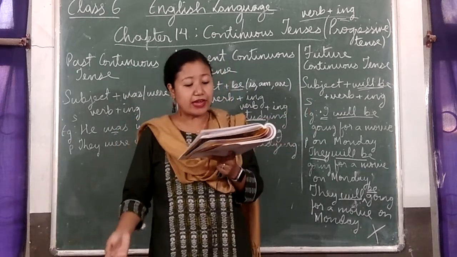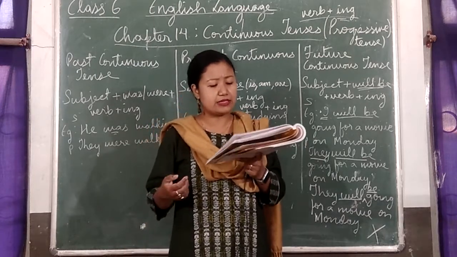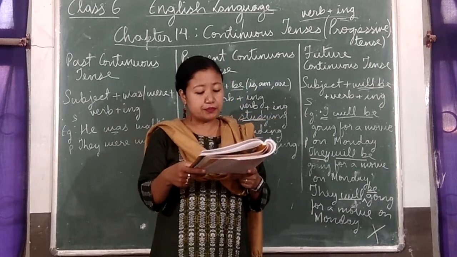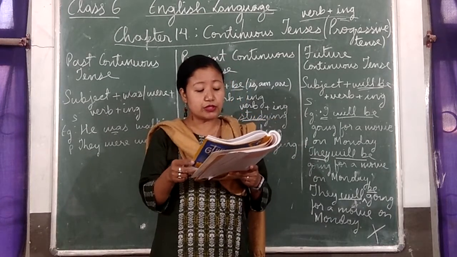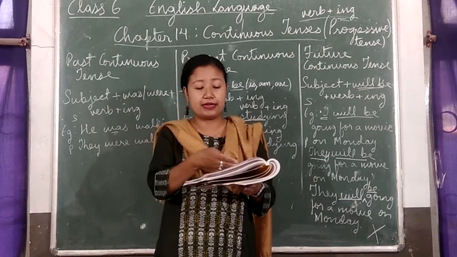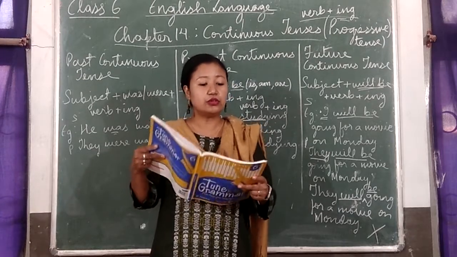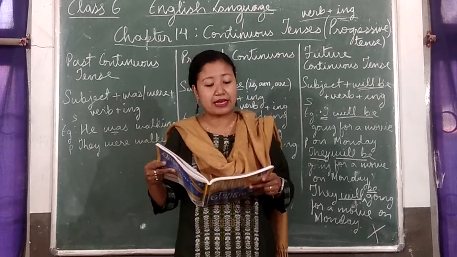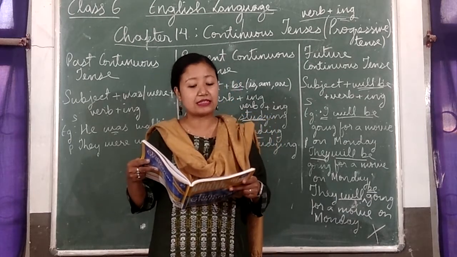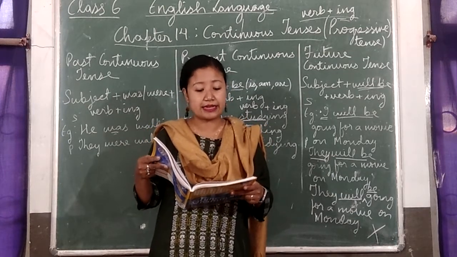We will use it for an action that is going on in the future, or that is certain to happen in the future. It is used to denote an action that will be in progress at some time in the future, like I explained now. So for example, the dog will be sleeping at that time, and it is also used to denote future events that are planned. For example, the committee will be declaring the results next week.